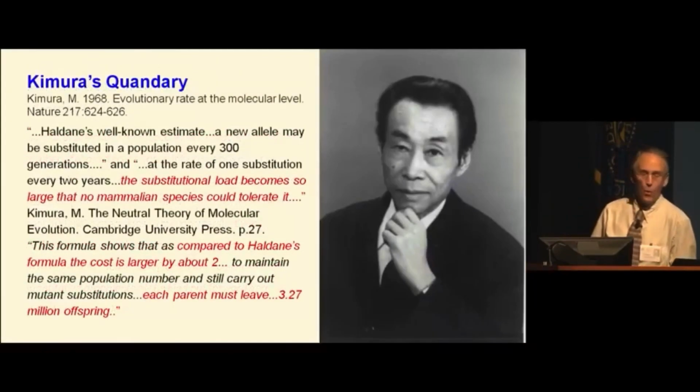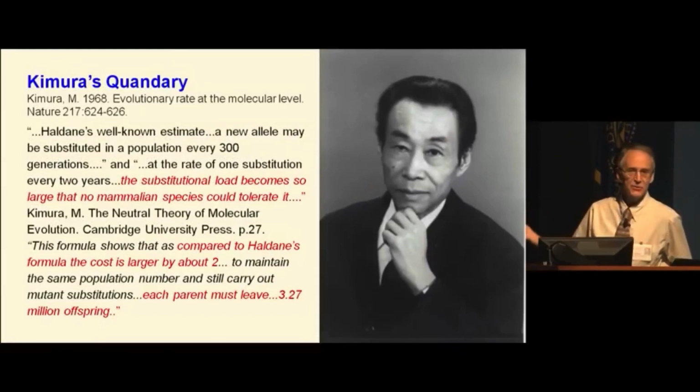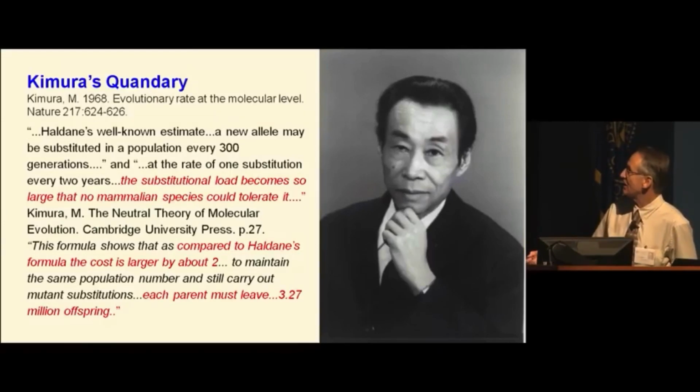Haldane's dilemma was actually the reason that Kimura developed the neutral theory of evolution. So Kimura realized Haldane was right. He said Haldane's well-known estimate, a new allele may be substituted in a population every 300 generations, and at the rate of 1 substitution every 2 years, the substitutional load becomes so large. Substitutional load means how many individuals have to be selected away within a population. That's the cost. The substitutional load becomes so large that the mammalian species could not tolerate it.